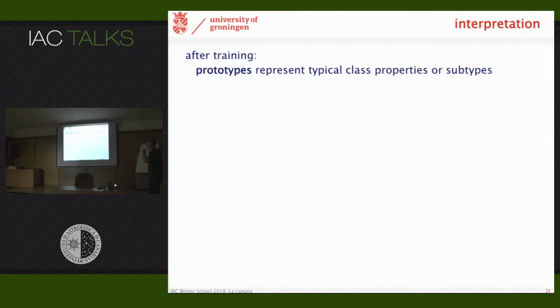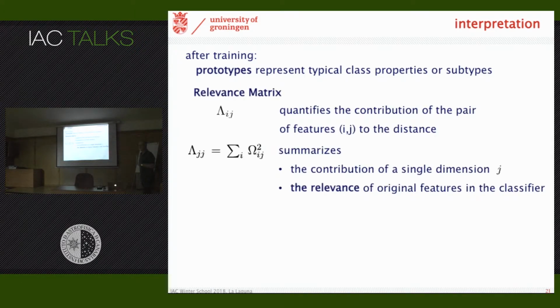Okay. Now, after training this system, for instance, by gradient descent-based techniques using the GLVQ cost function, we get prototypes which represent typical class properties, hopefully, or subtypes of classes if I have many prototypes in one class. The relevance matrix I can also interpret, and that's very attractive because lambda ij, the element of the relevance matrix, quantifies the contribution of the pair of features i and j to the distance measure. The distance measure is a quadratic form. Lambda ij is the coefficient of the contribution that comes from feature i and feature j in the prototypes and in the data.